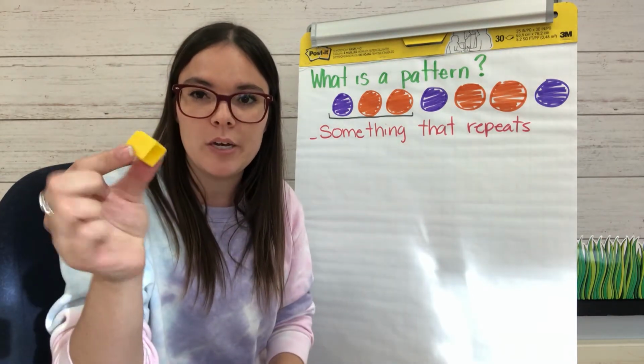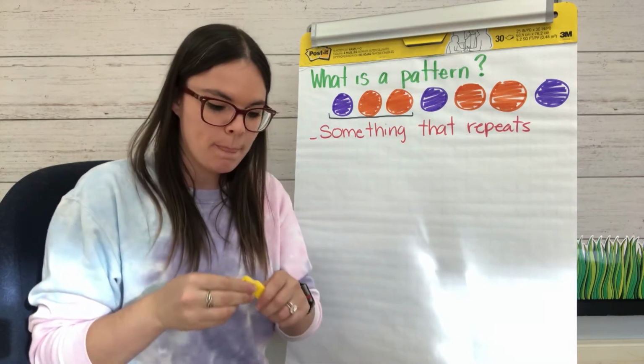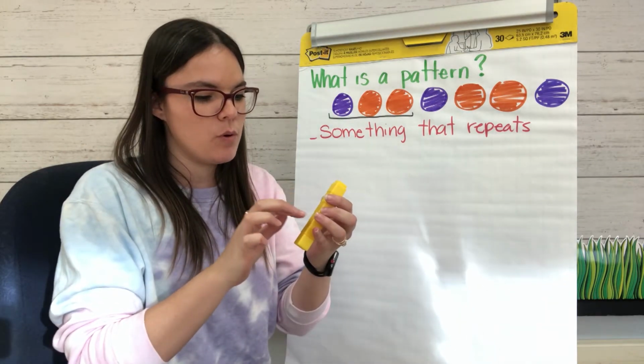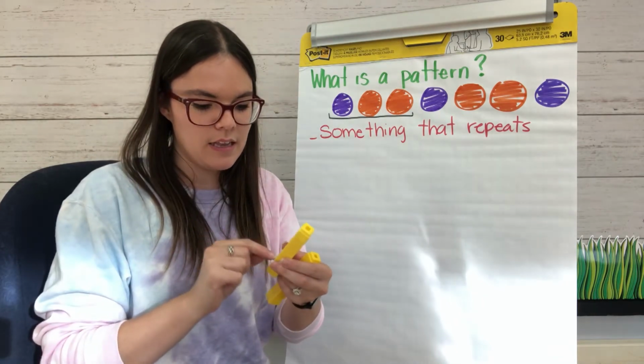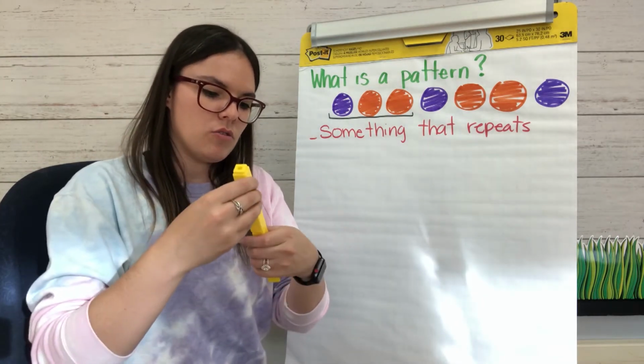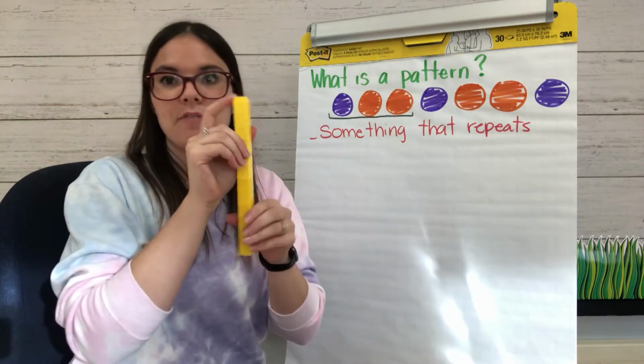So each cube equals an hour, okay? So let's do that really quick. 1, 2, 3, 4, 5, 6, 7, 8, 9, 10, 11, 12. Perfect. So right here is half of a day.